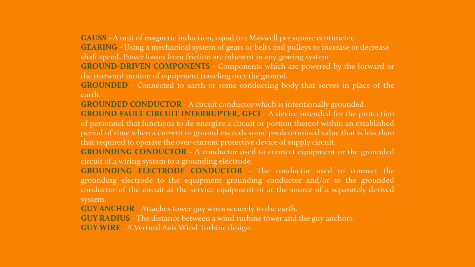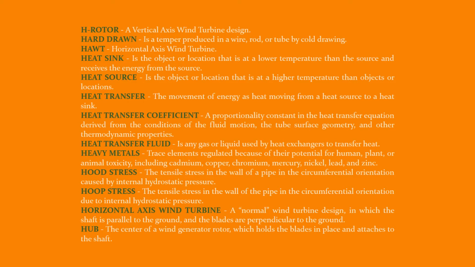Guy radius, the distance between a wind turbine tower and the guy anchors. Guy wire, a vertical axis wind turbine design. H rotor, a vertical axis wind turbine design. Hard drawn, a temper produced in a wire, rod, or tube by cold drawing. HAWT, horizontal axis wind turbine.